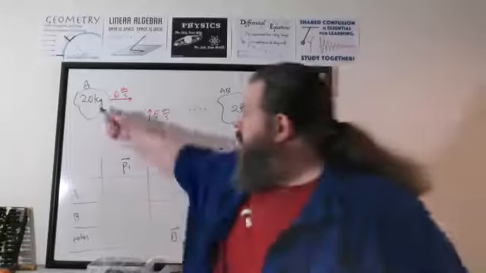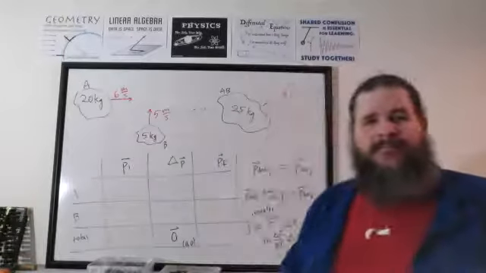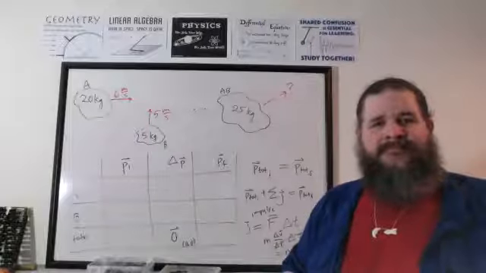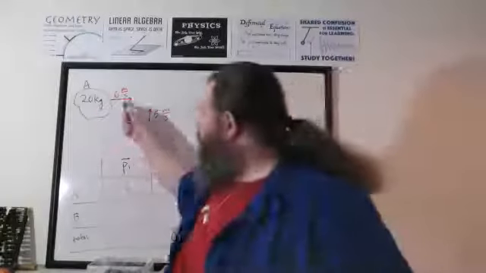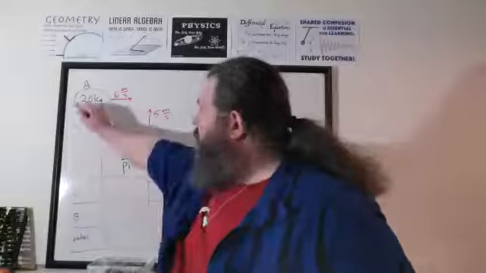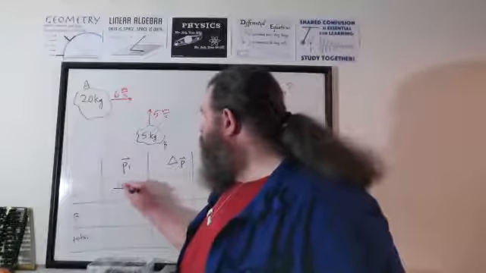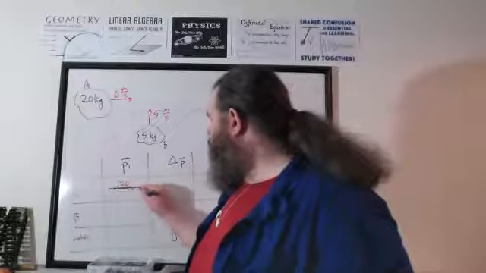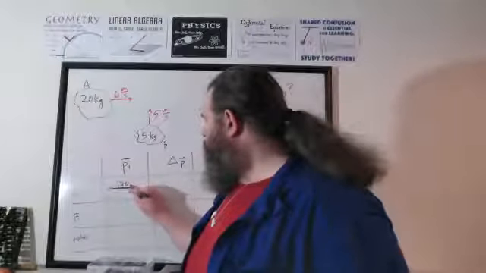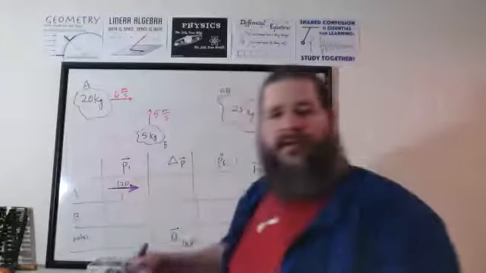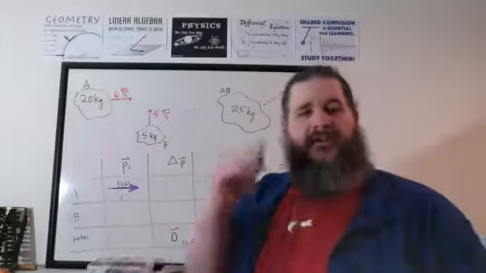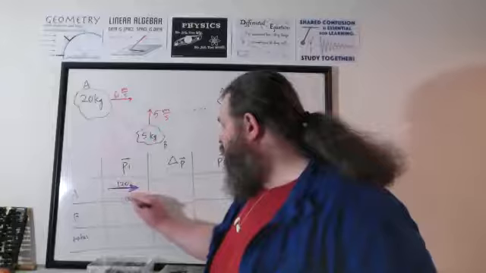How would we find the momentum of rock A? 20 times 6. Yeah, 20 times 6, so 120. And momentum has direction, so that'll be 120 to the east. Probably draw that a little bigger. And we can also write that as components. That's 120 to the east and nothing to the north or south. So we'll write that as 120, 0.